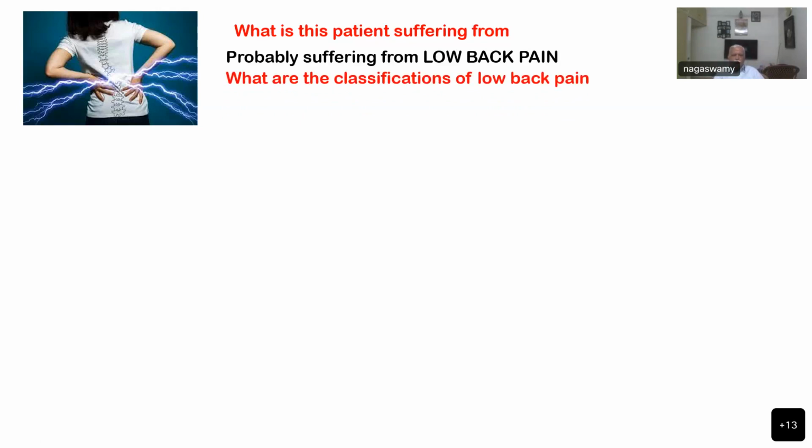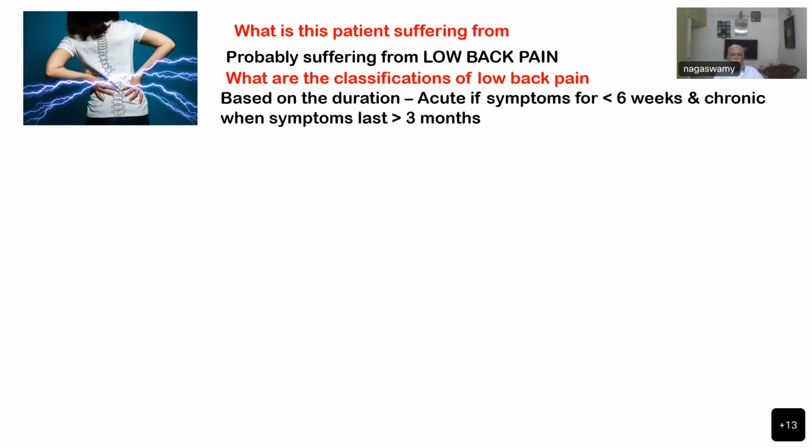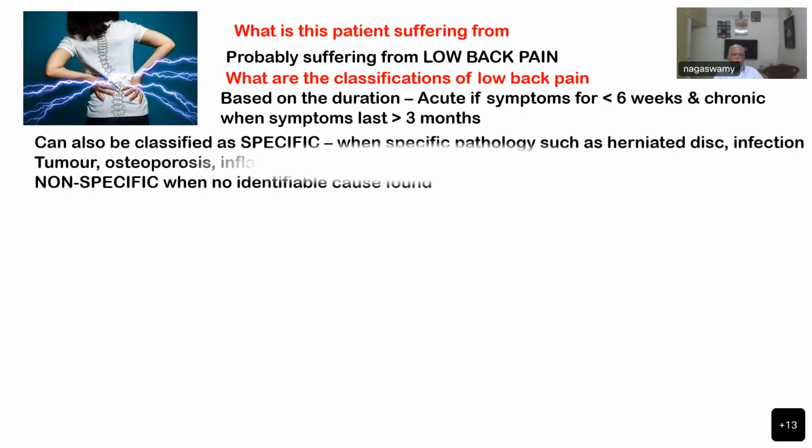So you can classify low back pain into acute and chronic based on the symptoms or the duration. It can be classified as acute if the symptoms are less than 6 weeks, and chronic when the symptoms last for more than 3 months. It can also be classified as specific when there is a specific pathology like herniated disc, infection, tumor, osteoporosis, inflammation, or fracture, or it can be non-specific when no identifiable cause is found. Okay, so these are the two classifications you have to remember.